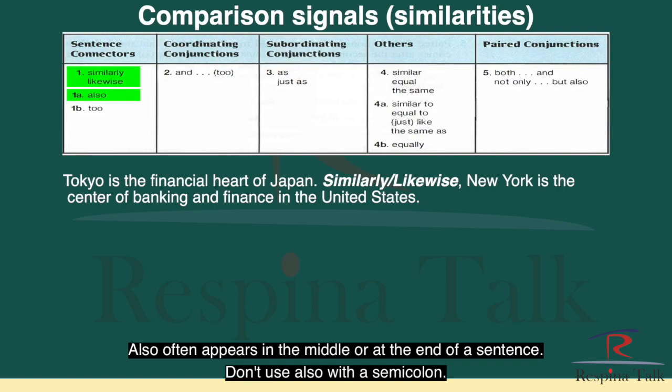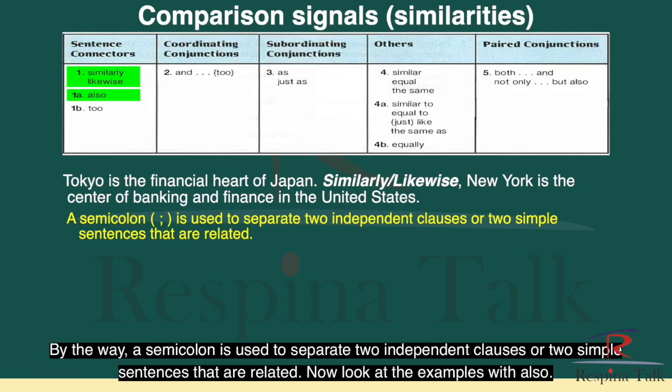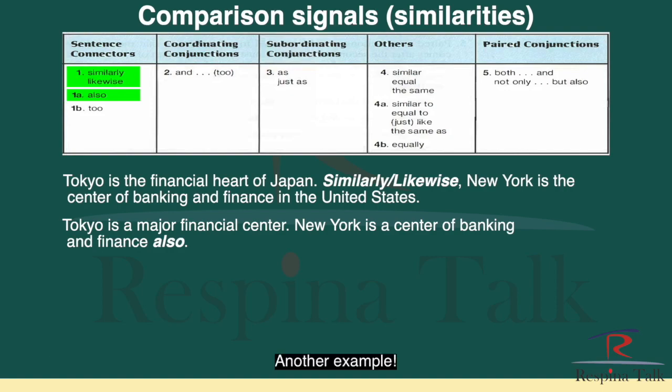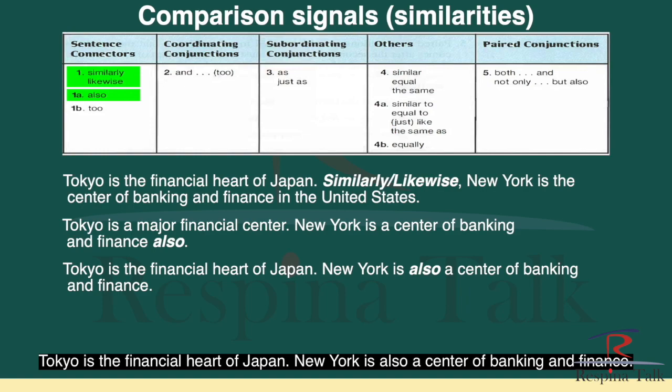Also, often appears in the middle or at the end of a sentence. Don't use also with a semicolon. By the way, a semicolon is used to separate 2 independent clauses or 2 simple sentences that are related. Now look at the examples with also. Tokyo is a major financial center. New York is a center of banking and finance also. Another example, Tokyo is the financial heart of Japan. New York is also a center of banking and finance.